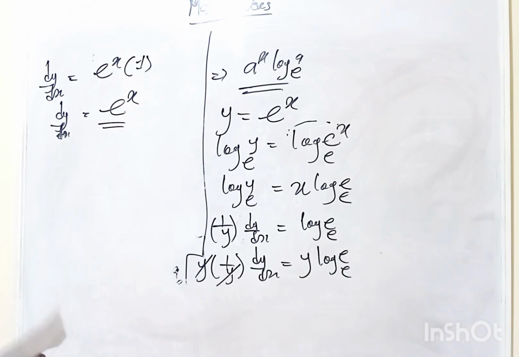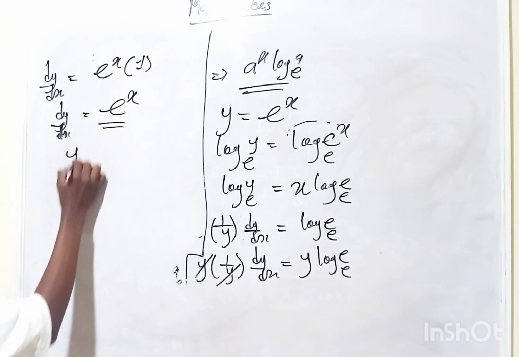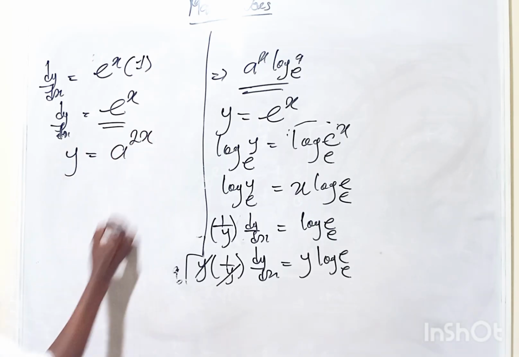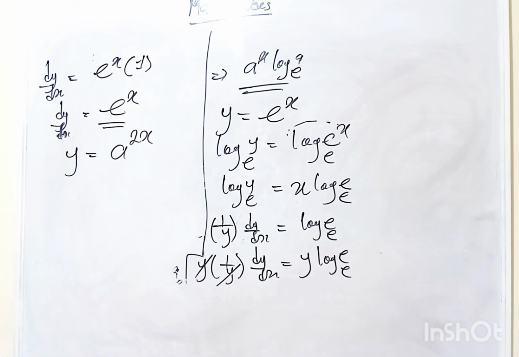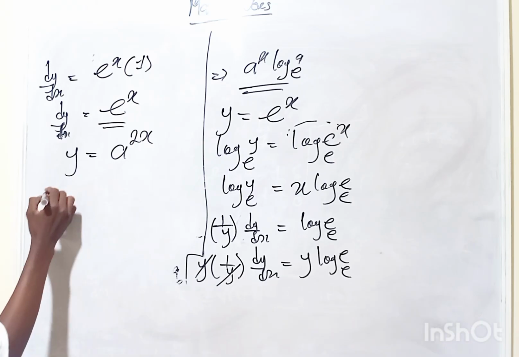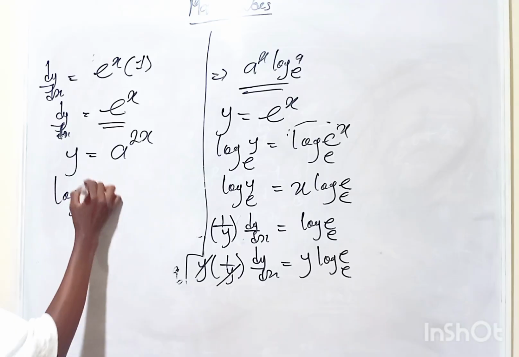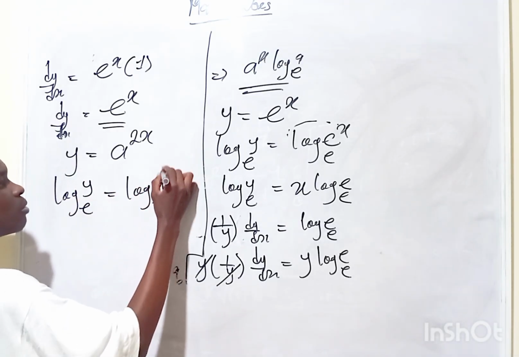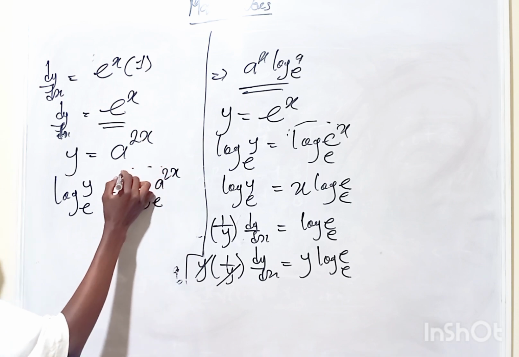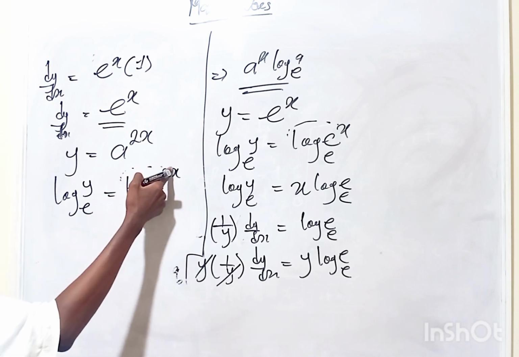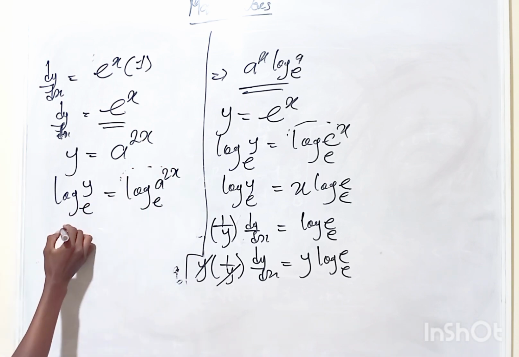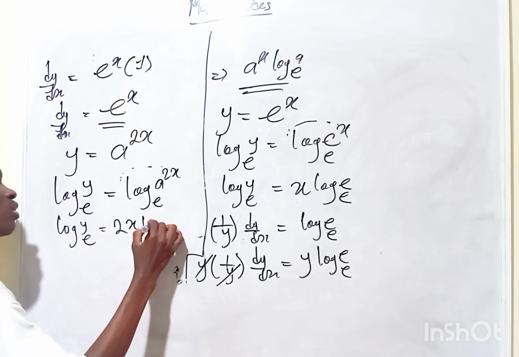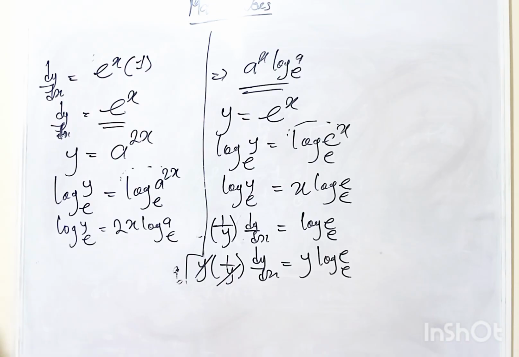All right, so what if we are asked to find the derivative of this exponential function, a to power 2x? First of all, our normal rule: add log base e to both sides. This power is coming down from the logarithm, because when the log is raised to a power, the power is used to multiply the log. So it becomes log y base e equals 2x log a base e.